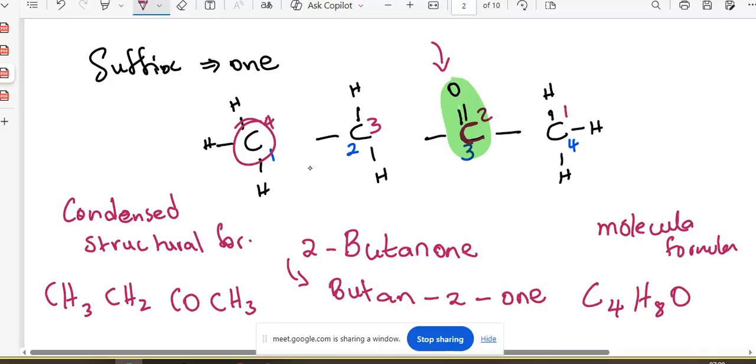Are you with me on that? Do you understand how we did the condensed formula and also how we did the molecular formula? Yes. Nice. So the next one that we're going to discuss is carboxylic acid. Then we'll do the esters. Okay.